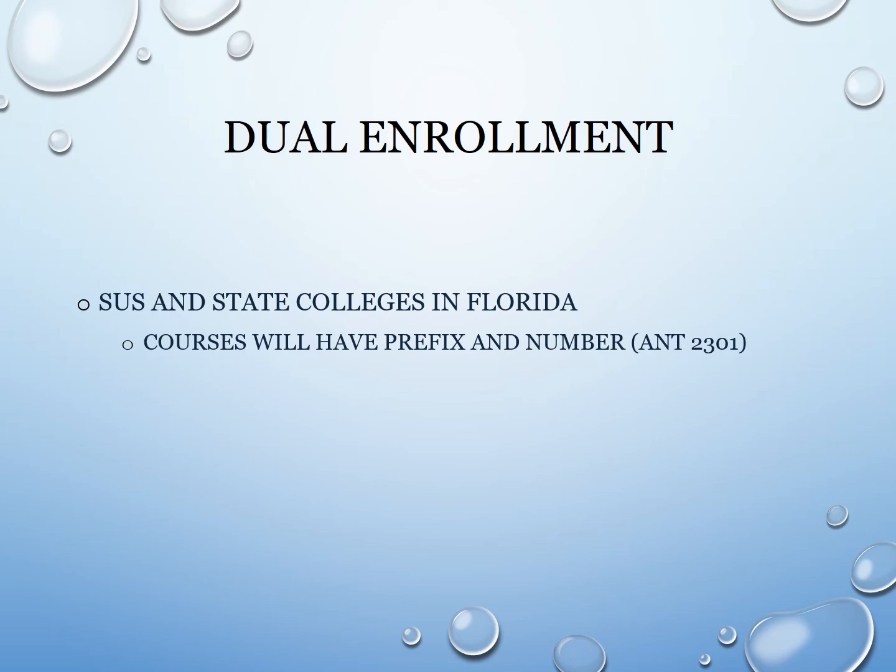And then our state colleges in Florida. So that's going to be Santa Fe College, Broward College, Brevard, FSCJ, Florida State College of Jacksonville. There's so many more. But those are going to be what we talk about when we are talking about SUS and state colleges in Florida. Those schools are going to have a prefix and a number that is going to be relatively similar, if not match our own classes.